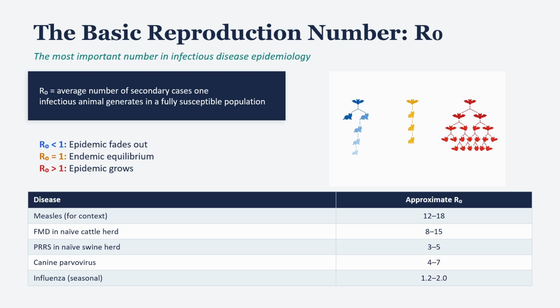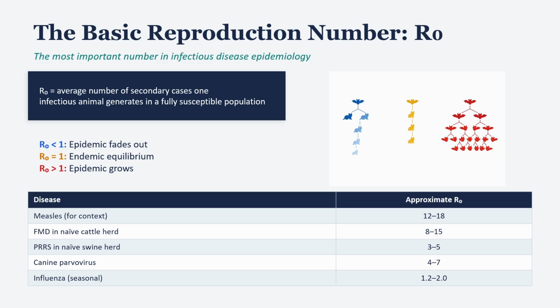The formula R0 equals beta divided by gamma, transmission rate divided by recovery rate, tells you that R0 is high when animals transmit efficiently and remain infectious for a long time, and low when they recover quickly or transmit poorly. You can also think of it as the product of three components: how many contacts an infectious animal has per unit time, the probability that each contact results in transmission, and the duration of the infectious period.